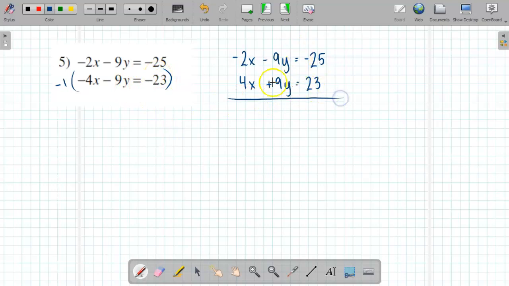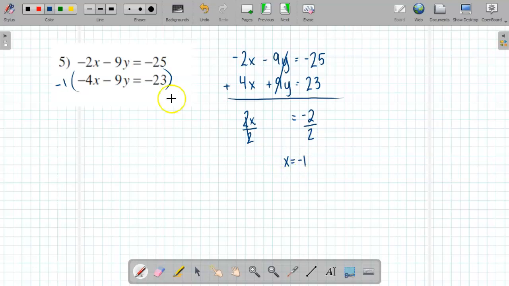So if I now add these equations together, here I will get 2x. Here I've got negative 9 and positive 9, which is what I wanted in the first place. Those cancel out. And over here I get negative 2. So I'm just going to have to divide by 2. And x equals negative 1.